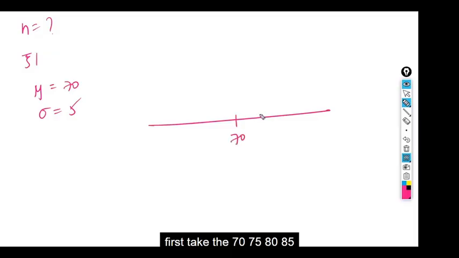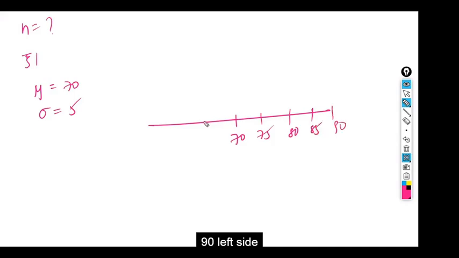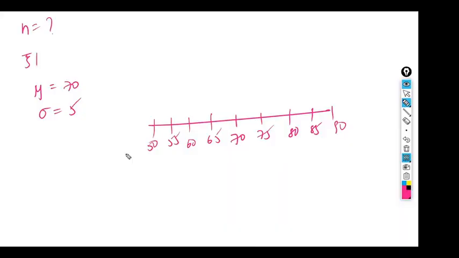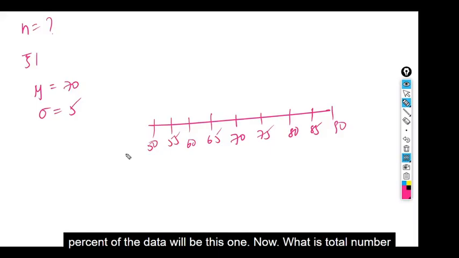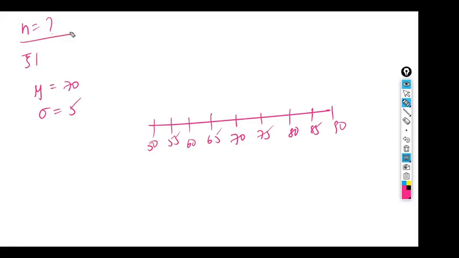First, take 70, 75, 80, 85, 90. On the left side, 65, 60, 55, 50. Now, tell me, how many students are between 70 and 75? 34% of the data will be here. Now, what is the total number of students? You don't know, but you have told me the probability. Got the point?